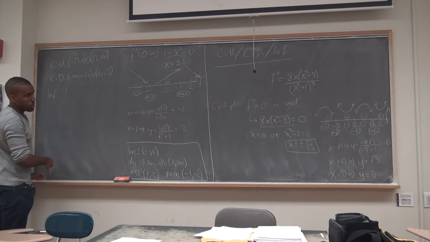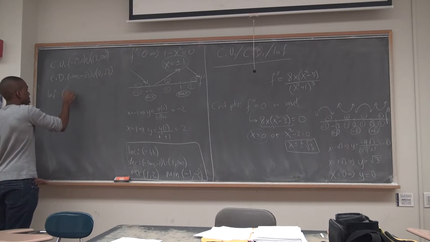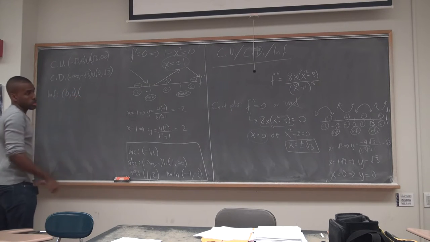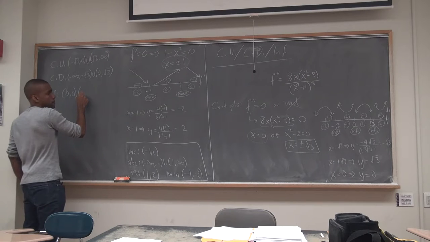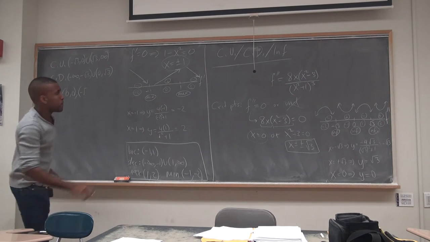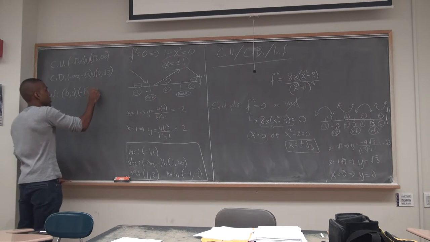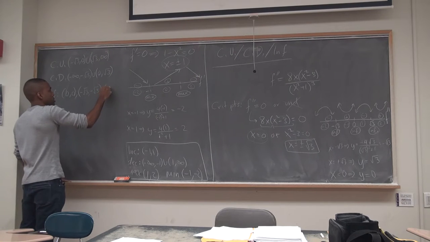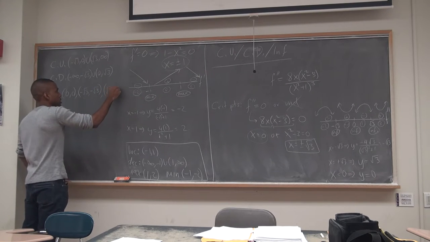I have inflection points at 0, 0; minus radical 3, minus radical 3; and positive radical 3, positive radical 3.